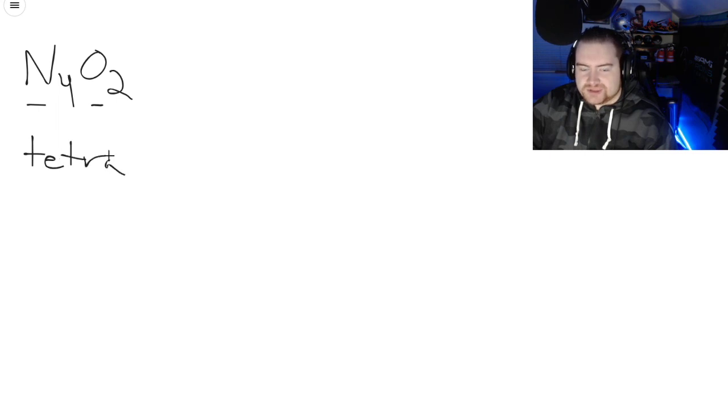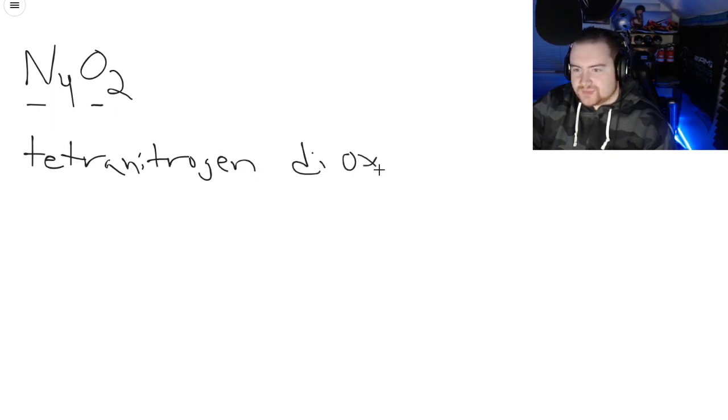So that 4 is going to be tetranitrogen. And then oxygen, we have 2, di. And then at the ending, we change everything to ide, right? Tetranitrogen dioxide. Okay, and that's naming everything that you could possibly need to name for this unit.